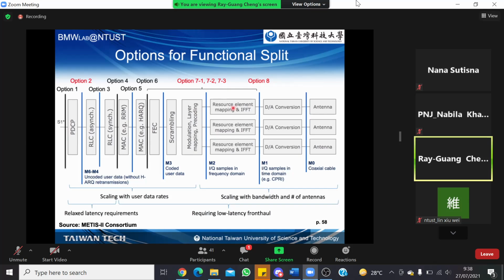Then you do resource element mapping, IFFT. This is for the transmitter side. Then you can do DA conversion, then transmit to the antenna. So you can have different options.